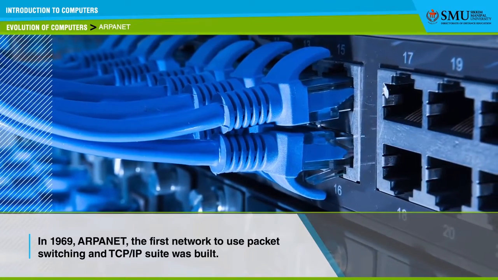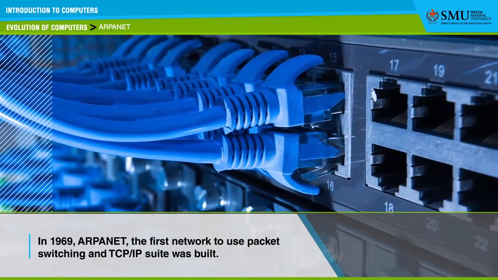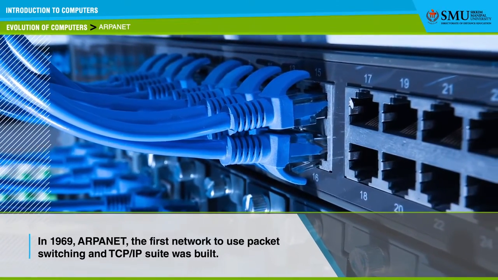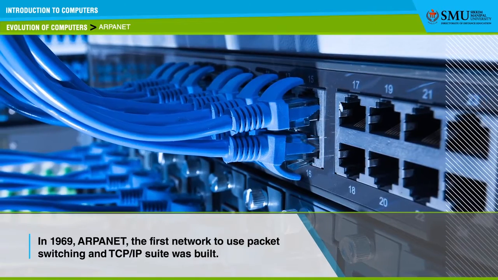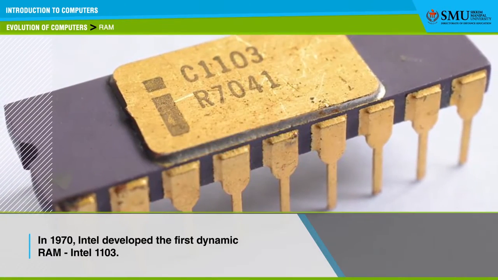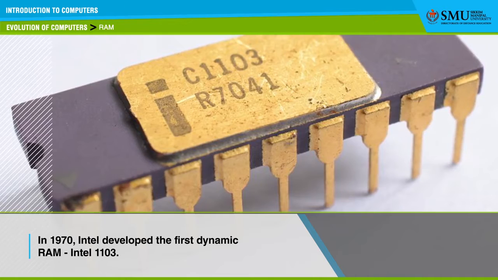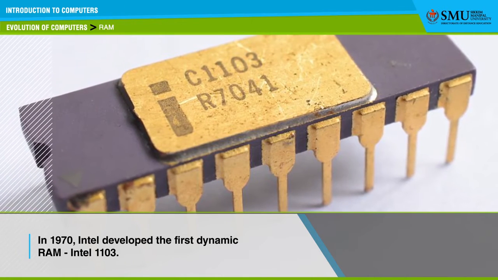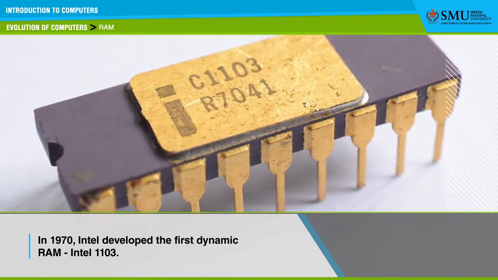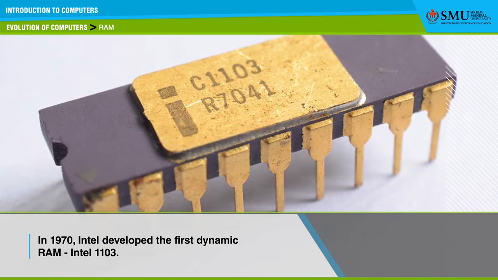In 1969, ARPANET, the first network to use packet switching and TCP/IP suite, was built. It initially connected 4 universities in the network. In 1970, Intel developed the first dynamic RAM, Intel 1103. It replaced many later applications because of its small size and low price.